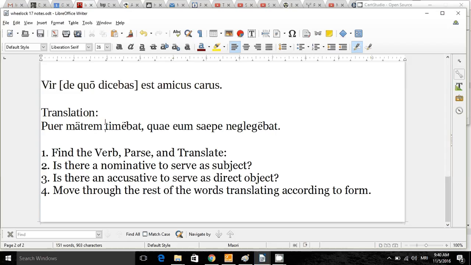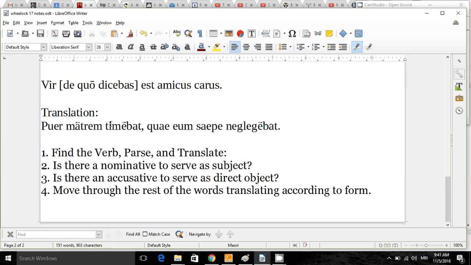So look at this. I have two verbs now: timebat, negligebat. And there's my relative pronoun. So what we're going to have to start to do now, that we're getting into more complicated Latin, is not translate a whole sentence at a time. We're going to translate just one clause at a time. So now we have to be able to see different clauses.